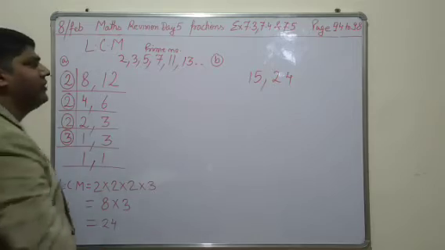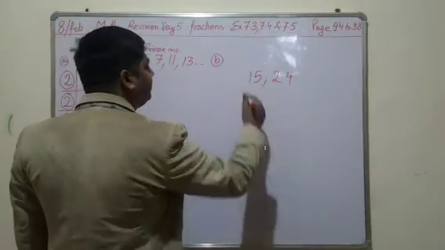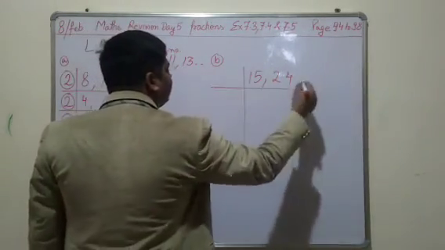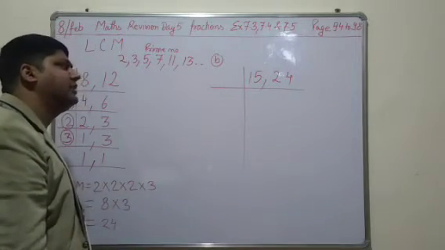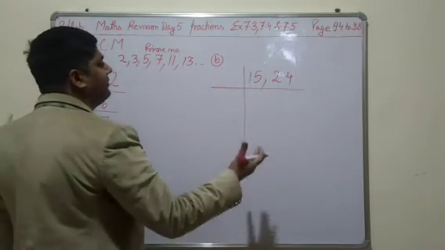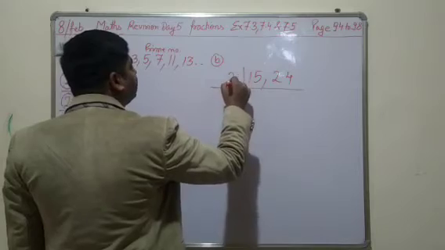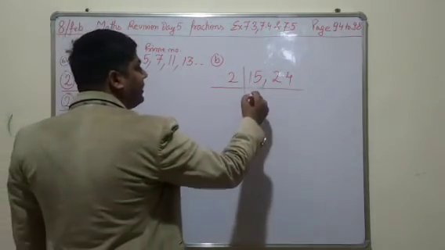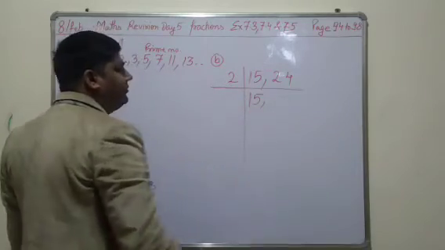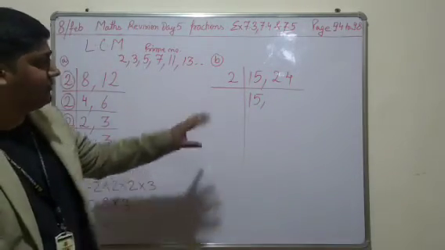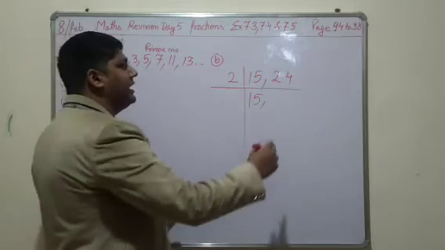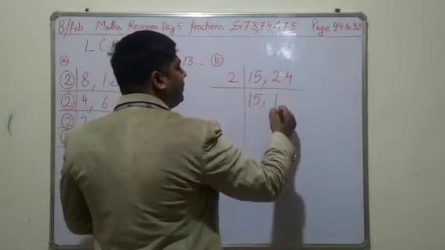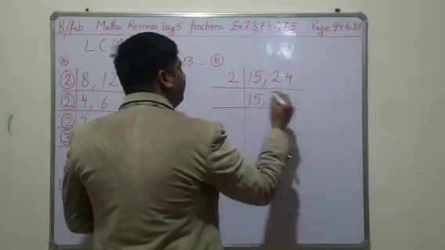Now if we have to find the LCM for 15 and 24, then we will make a column like this. We will make horizontal and vertical lines like this. Then start dividing. Can we divide any number by 2? Yes, we can divide one of the numbers by 2. Then 15 can't be divided by 2, so we will write 15 as it is. Then can we divide 24 by 2? Yes, it is 12. Then can we divide again by 2?